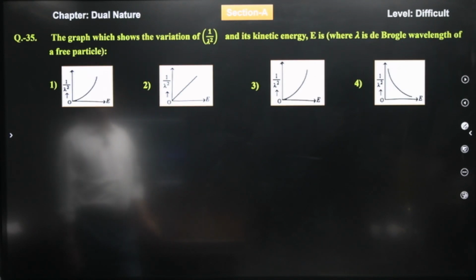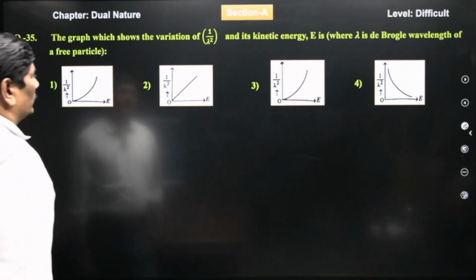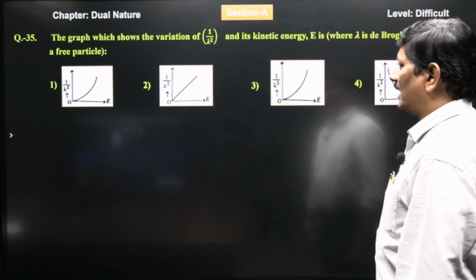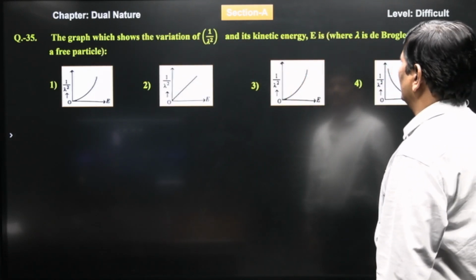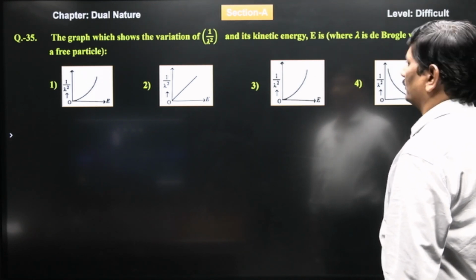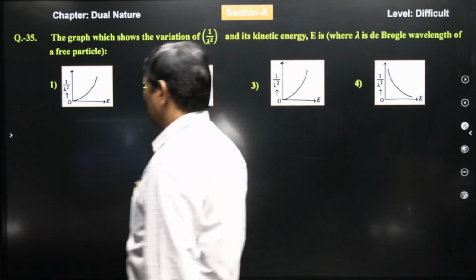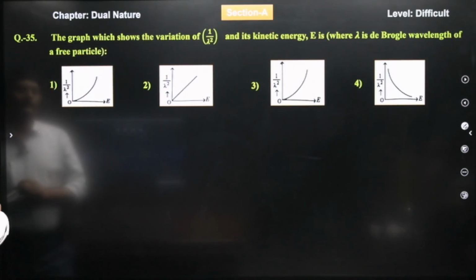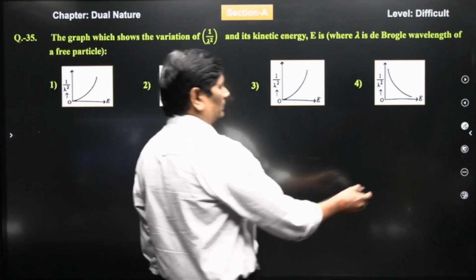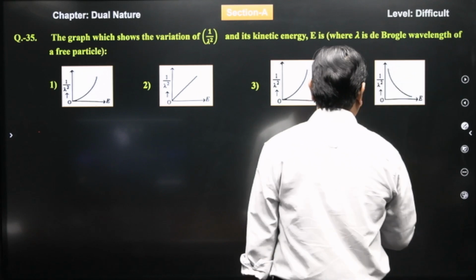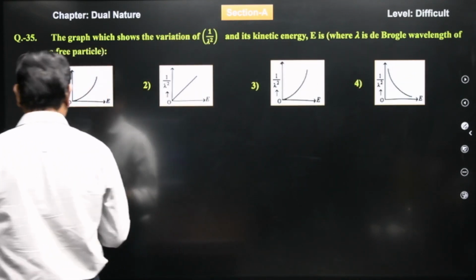Next, we are given a graph. There is a graph drawn between 1 by lambda square values and kinetic energy E. Lambda is the de Broglie wavelength. We know how the de Broglie wavelength is related with the energy.